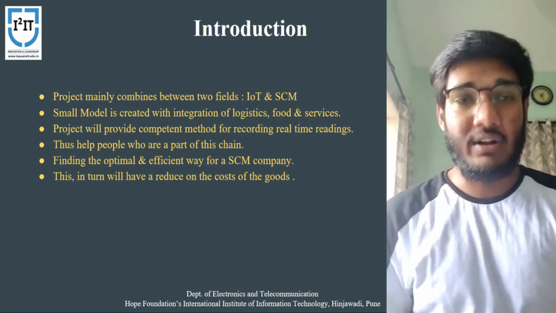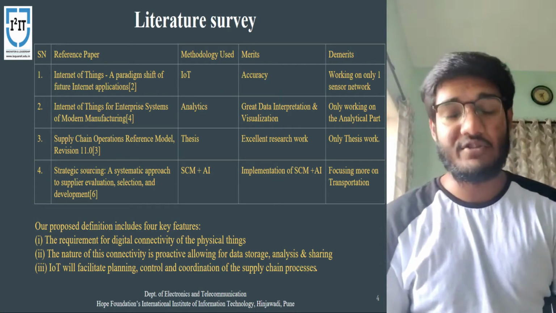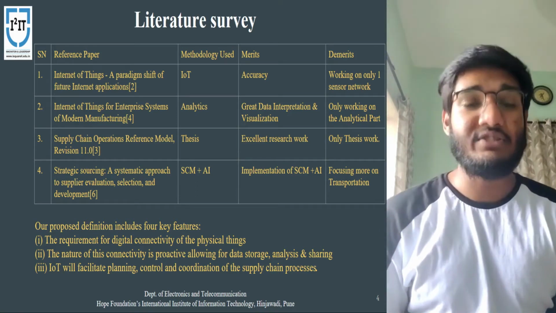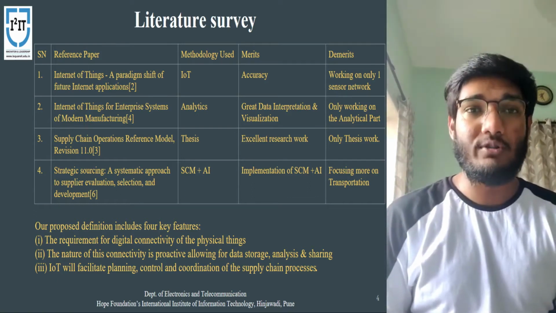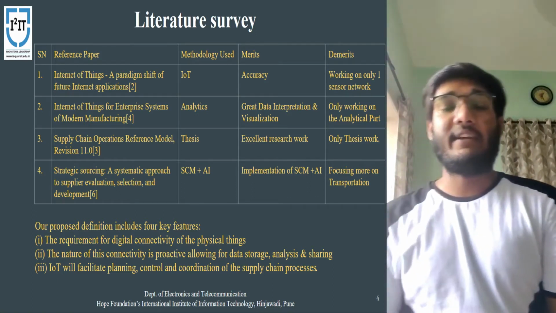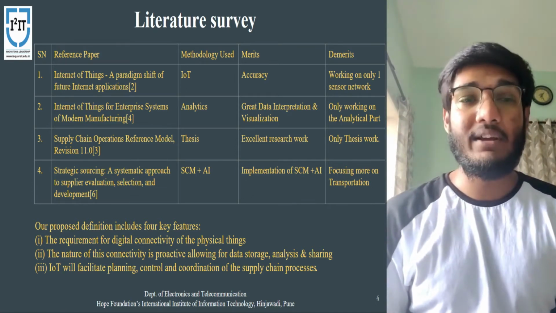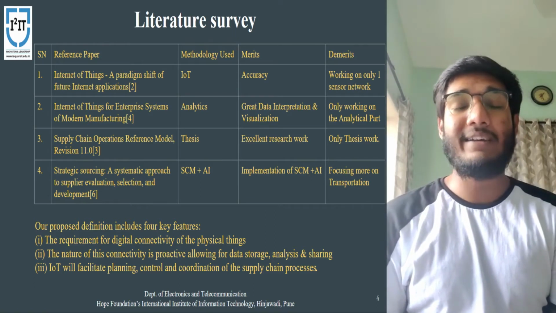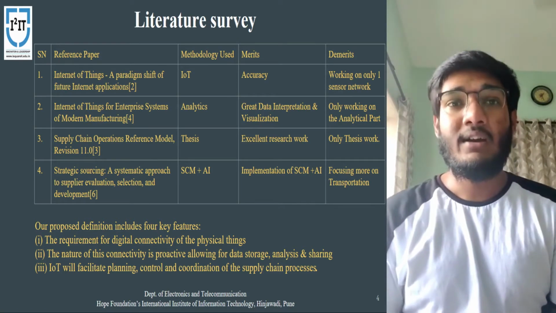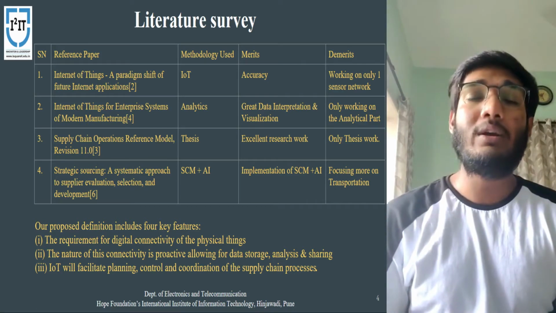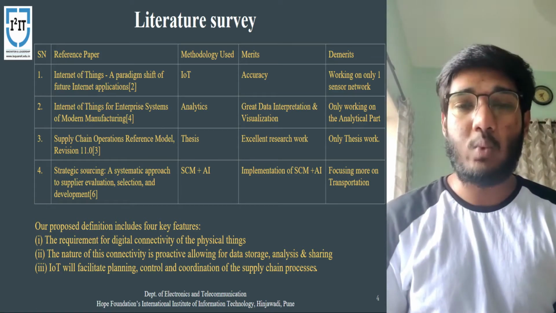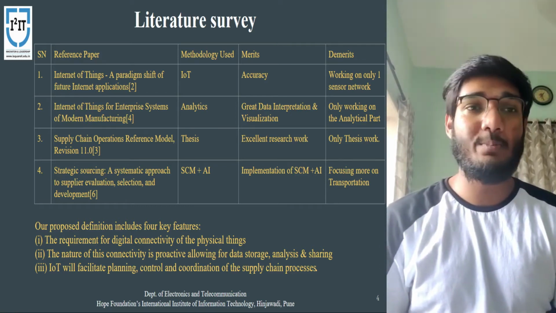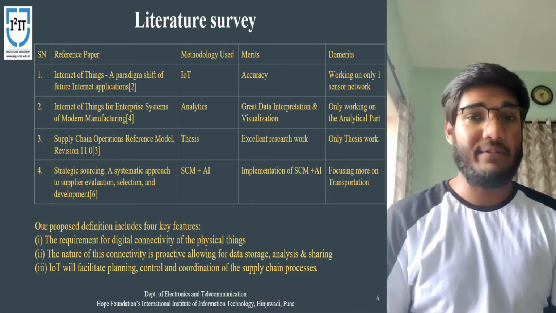As we move on to the literature survey, we went through a lot of research papers and research work that had been done by previously known researchers. We have mentioned four papers here. The first one, Internet of Things, a paradigm shift of future internet application. The methodology used was completely on IoT, and it had great accurate results in terms of the received data. But the only demerit found was that it was only working with one sensor, which we felt could have been improved by using multiple sensors so that our system could be big enough, considering we have many different products around.